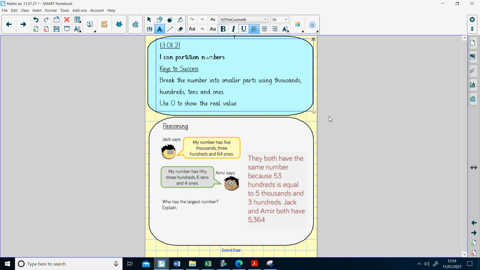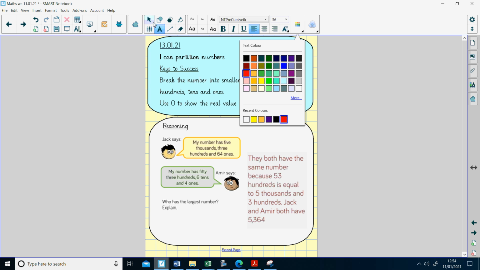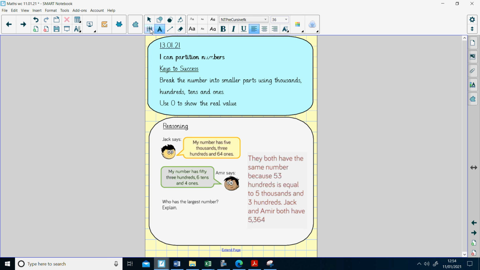Okay, so here's the answer to our reasoning question. Actually, both Jack and Amir have exactly the same number. They've just partitioned in different ways. So if we have a look at the number that Jack's made, go back onto my pen. Jack's number has 5 thousands. So there are my 5 thousands for Jack. 300s, there's my 300s, and 64 ones. So if I write my 64 ones, there is Jack's number.